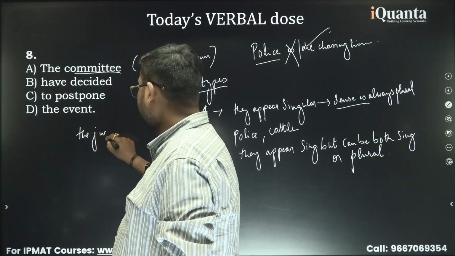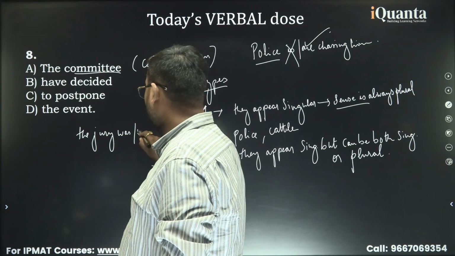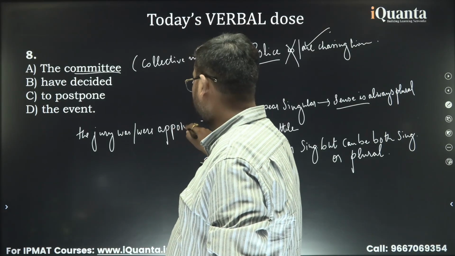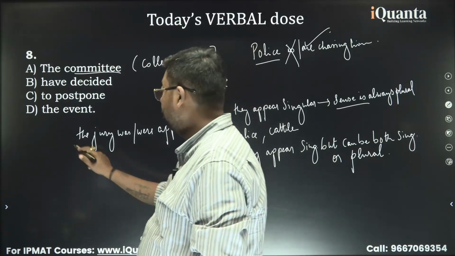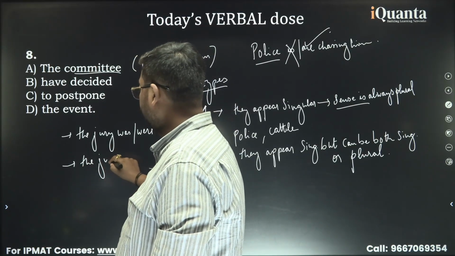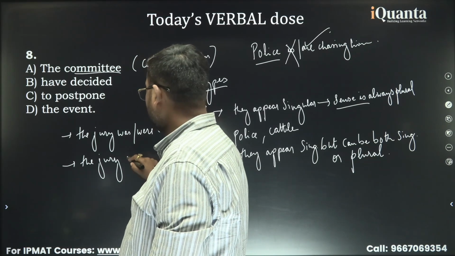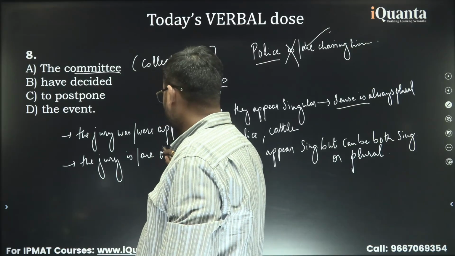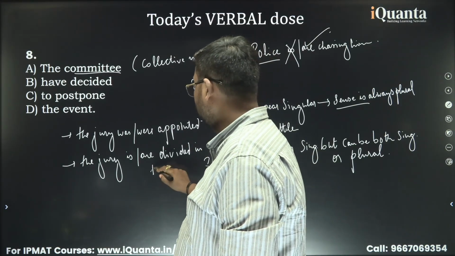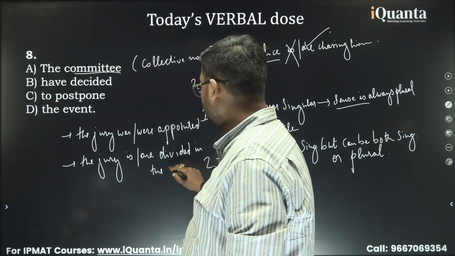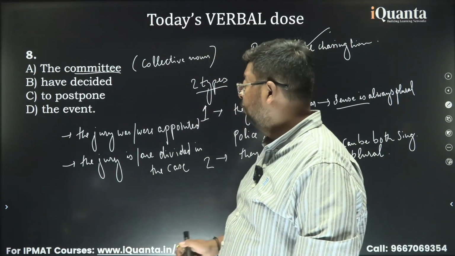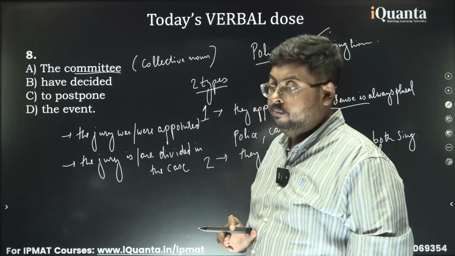The jury were appointed. Fine. Second one. The jury is, are divided in the case. Fine. Now let's see. The jury were appointed. Okay. Jury is a collective noun. We have got all the judges or the jurors and all that.